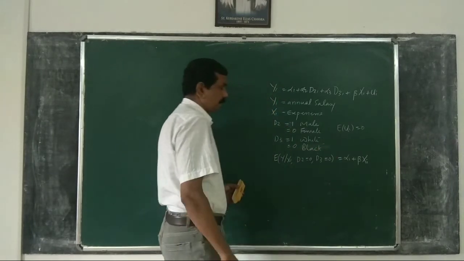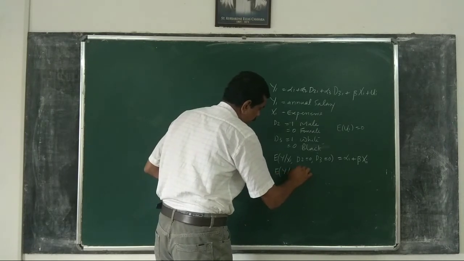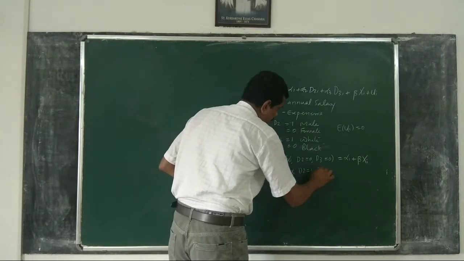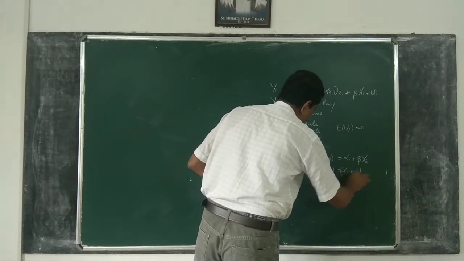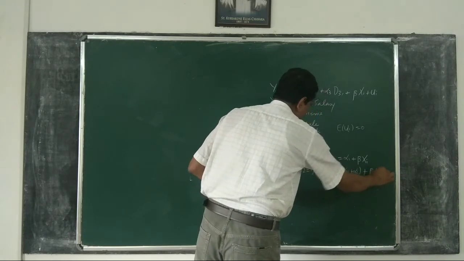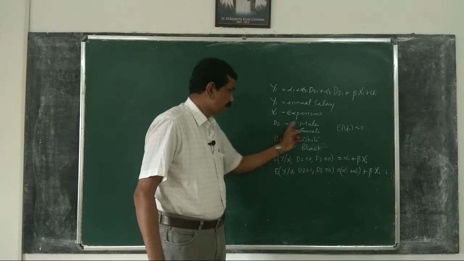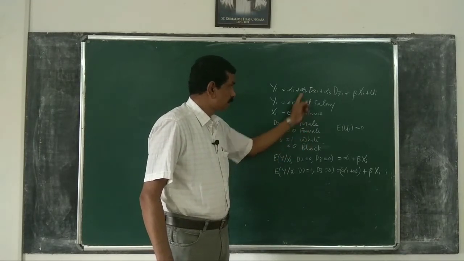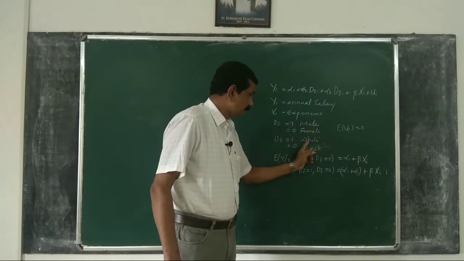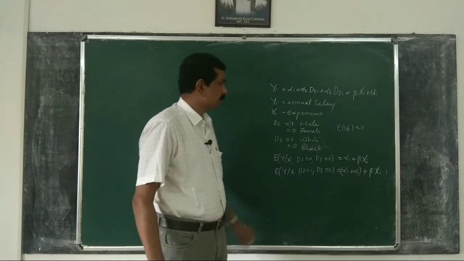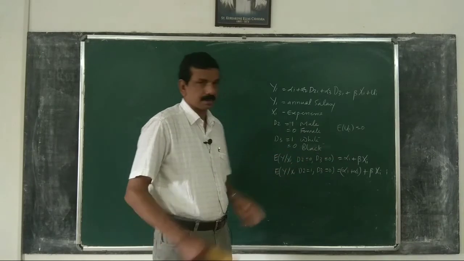Female and black. Now let us see expected y given xi, D2 is equal to 1, D3 is equal to 0, is equal to alpha 1 plus alpha 2 plus beta x. That is the mean salary of alpha 2, a male. Alpha 2 is 1, a male black officer. Alpha 3 equal to 0 means black, male black person.